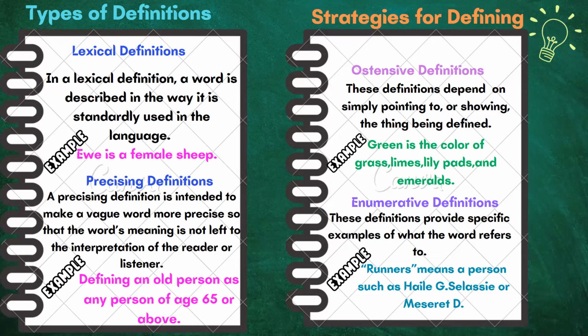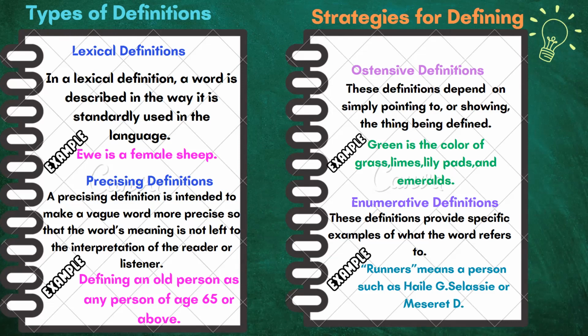The other one, precising definitions. A precising definition is intended to make a vague word more precise so that the word's meaning is not left to the interpretation of the reader or listener. And there is an example. Defining an old person as a person of age 65 or above, we can say.